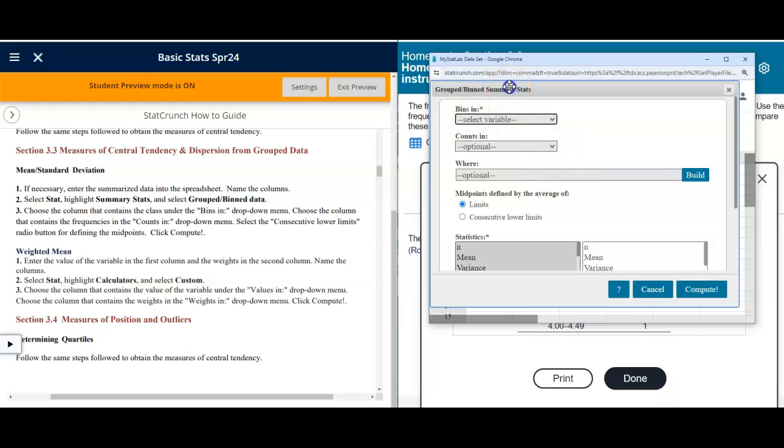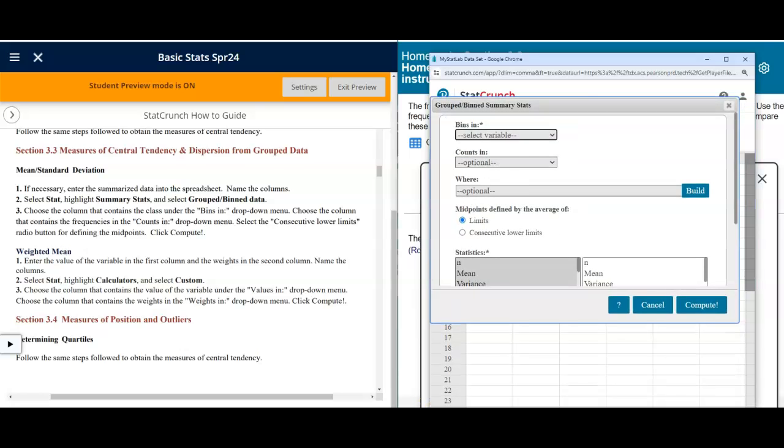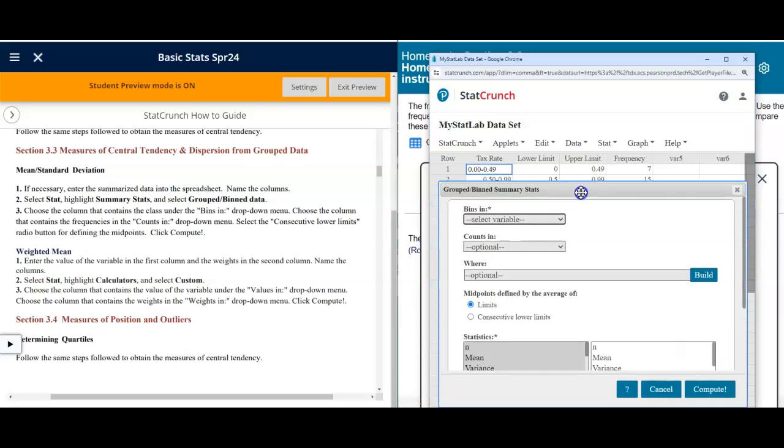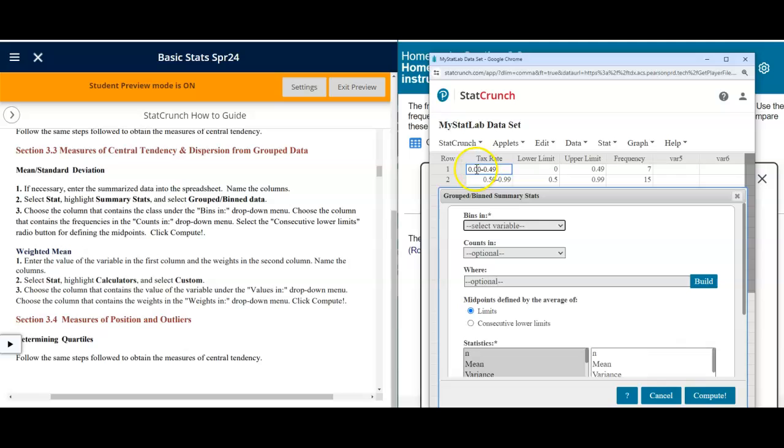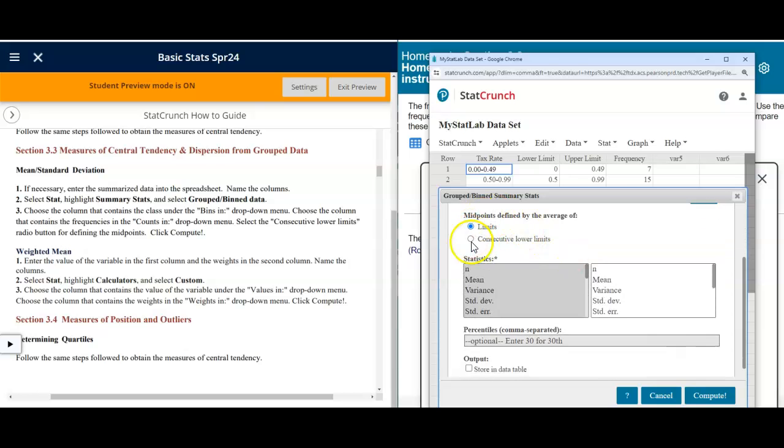Let me make this bigger so I can show the data at the same time. The bins are these tax rates. We're going from 0 to 49 cents. So tax rate is where the bins are located. The counts, that's the frequency. So that's our frequency column. And we don't really need to worry about any of the other things here.